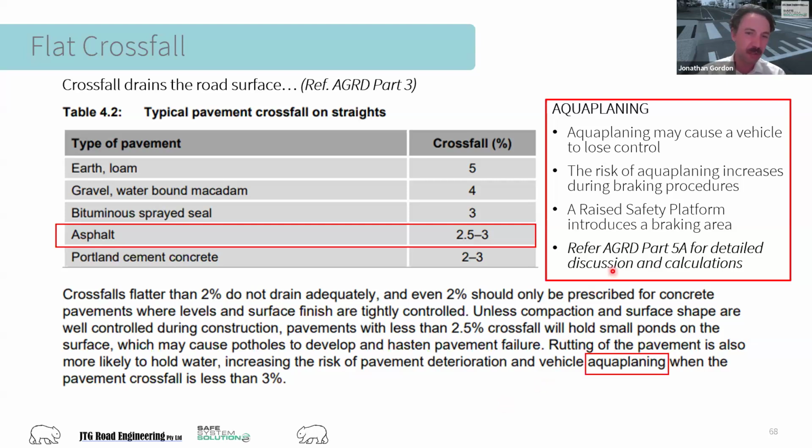Don't jump to those as solutions, though. You can calculate it. And again, I'm not going to be teaching how to do that, but Part 5A of Austroads Guide to Road Design has a very detailed explanation of how to calculate aquaplaning. If you have any concerns about crossfall, please don't hesitate to investigate that or go to the appropriate engineering department or even ask for professional assistance in understanding aquaplaning risks for your project.